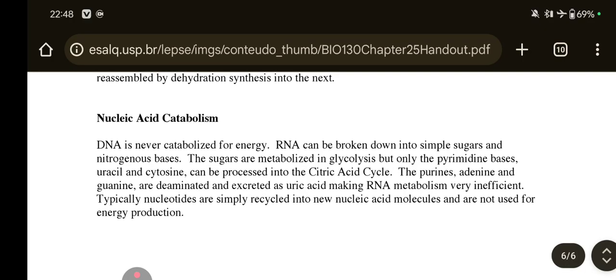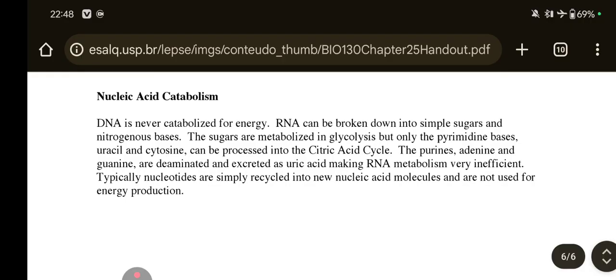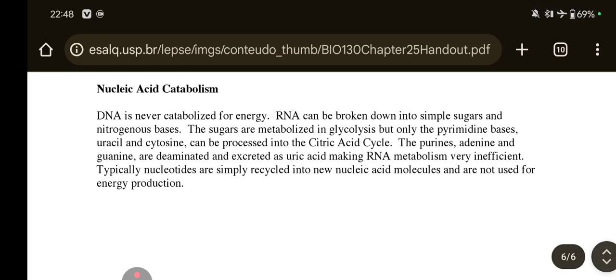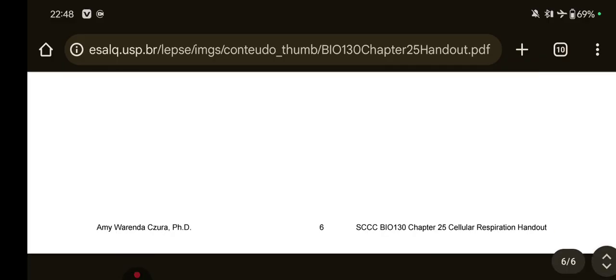The sugars are metabolized in glycolysis, but only the pyrimidine bases, uracil and cytosine, can be processed into the citric acid cycle. The purines, adenine and guanine, are deaminated and excreted as uric acid, making RNA metabolism very inefficient. Typically, nucleotides are simply recycled into new nucleic acid molecules and are not used for energy production.